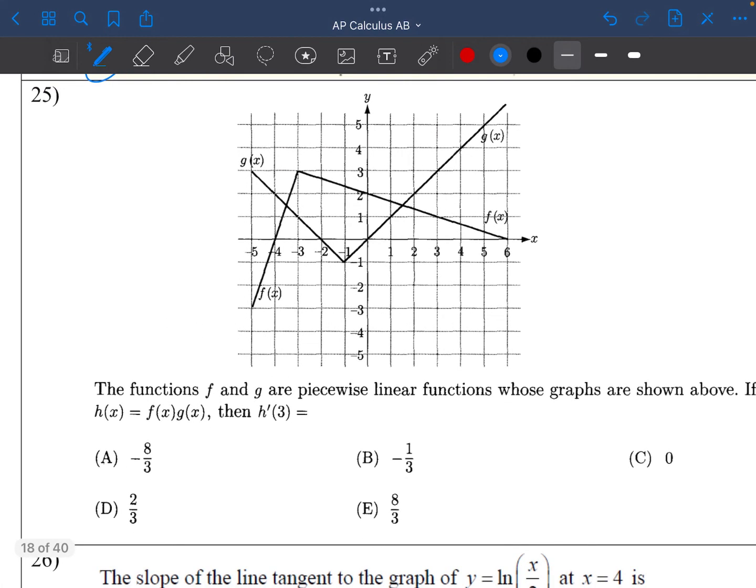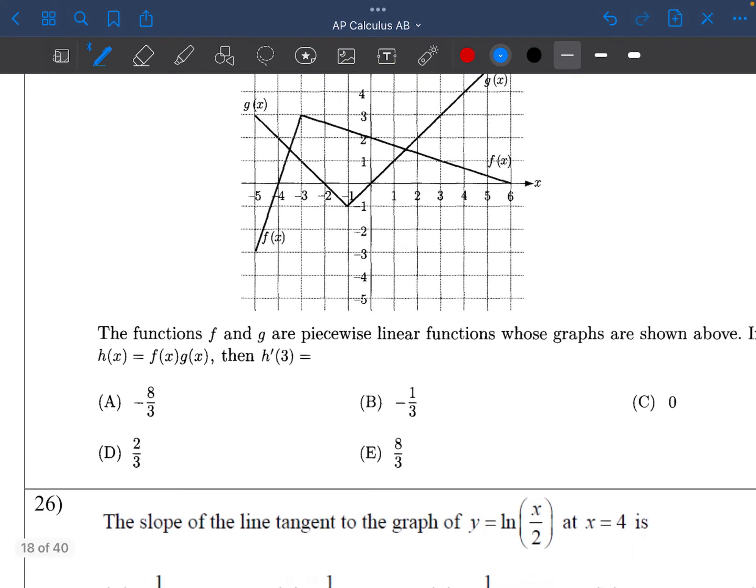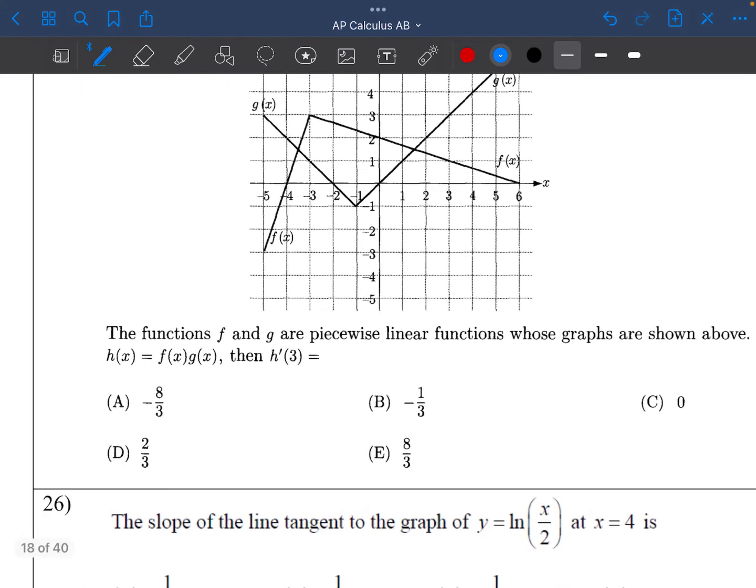Number 25. All right, we've got a graph with f and g. And so we're creating a new function, h, and you just multiply f and g together. And we're trying to find h prime of 3, which means take the derivative, then plug in 3. So take the derivative of this, then plug in 3.